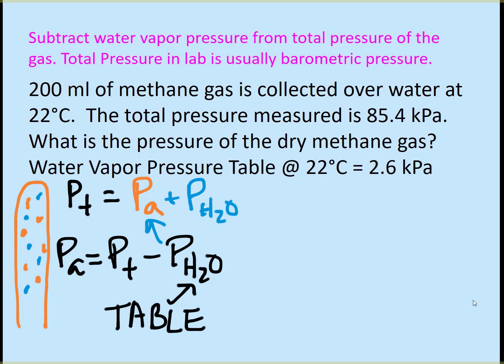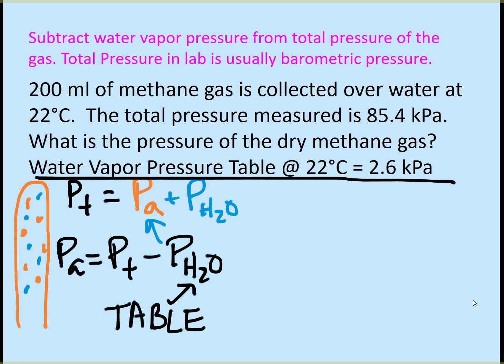Now on the AP test, you're going to get something like this. They probably won't give you a table. They'll just flat out tell you what the water vapor pressure is. So this is a clue that whenever they give you the water vapor pressure, you have to subtract the water vapor pressure from the total pressure of the gas to get just the pressure of the gas we're interested in. So let's go ahead and look at this problem here.